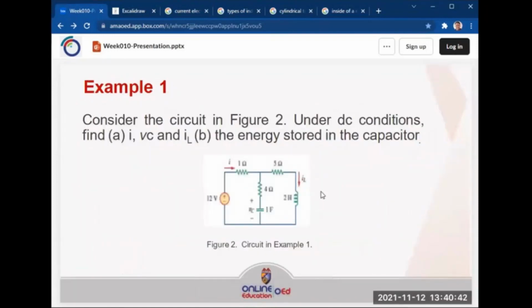Consider the circuit in figure 2. Under DC conditions, find letter A, the value of I, VC, the voltage in the capacitor, and IL, the current in the inductor. Letter B, the energy stored in the capacitor. Anyway, let's try to solve this one.